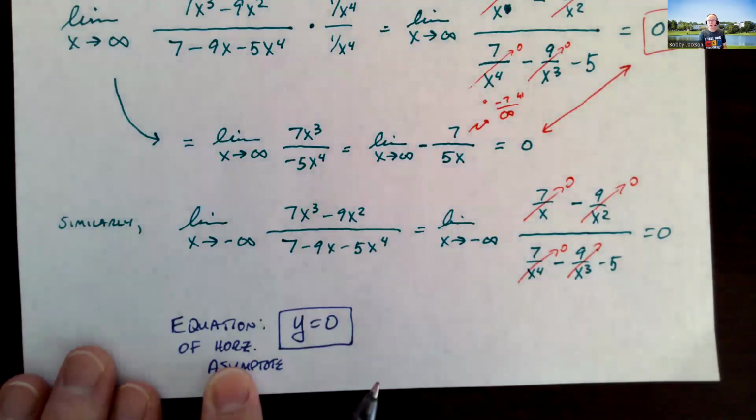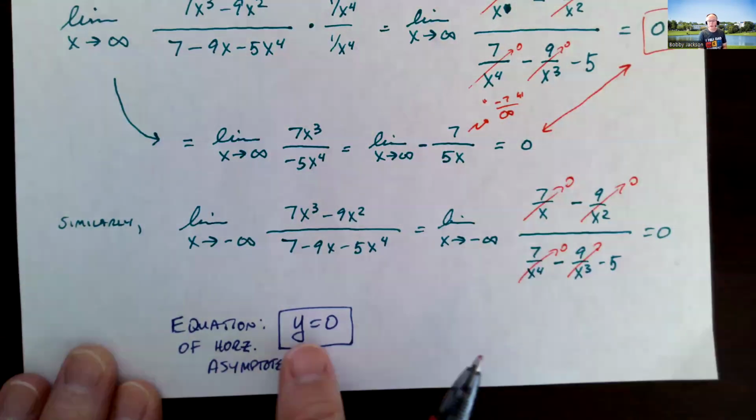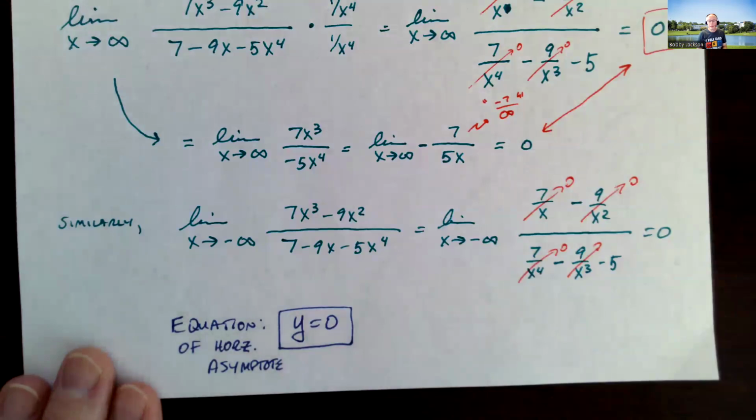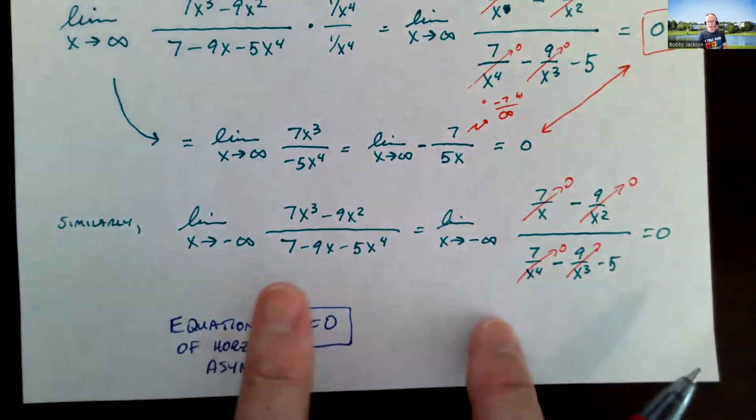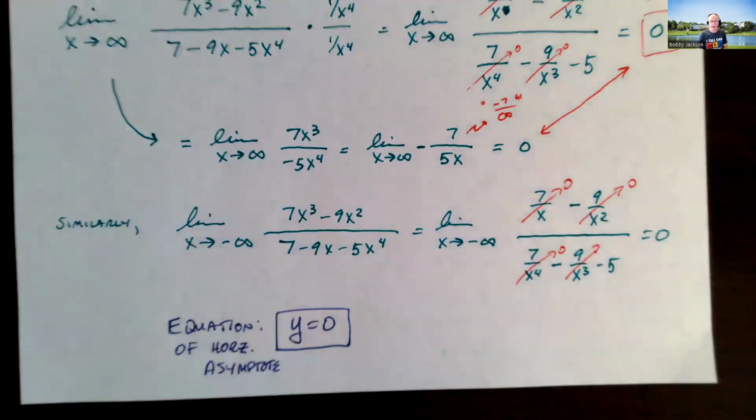So the equation of our horizontal asymptote, since our limit is 0, is y equal 0. And it's important to write it as y equals 0 and not just 0. You're going to get an error for that because it's the equation of a horizontal line. Okay, hope this helps.